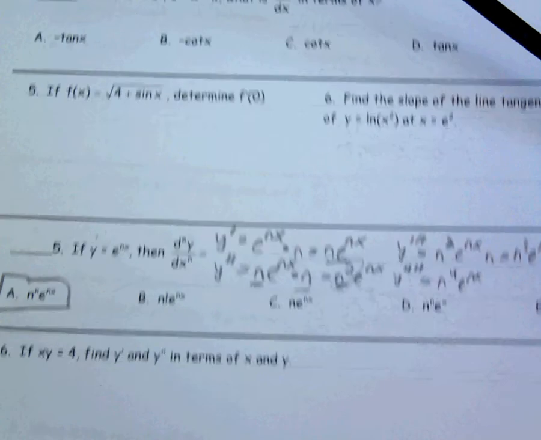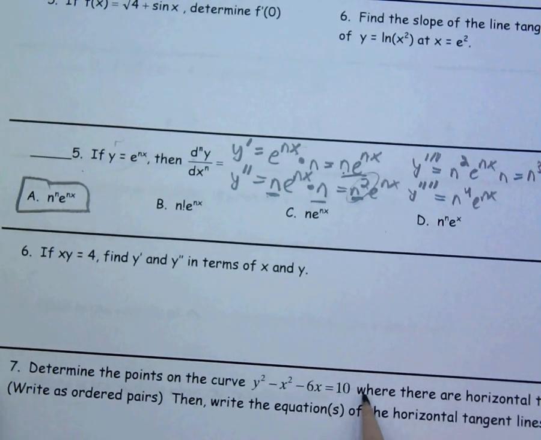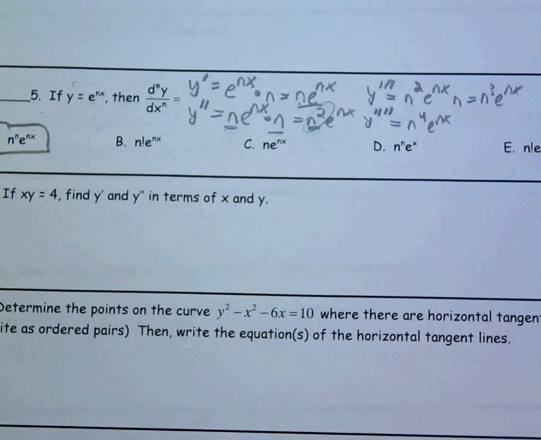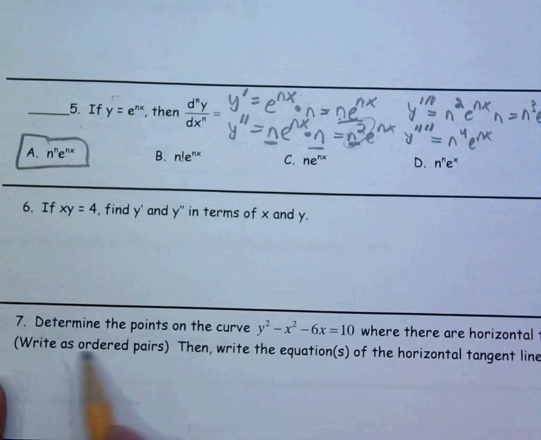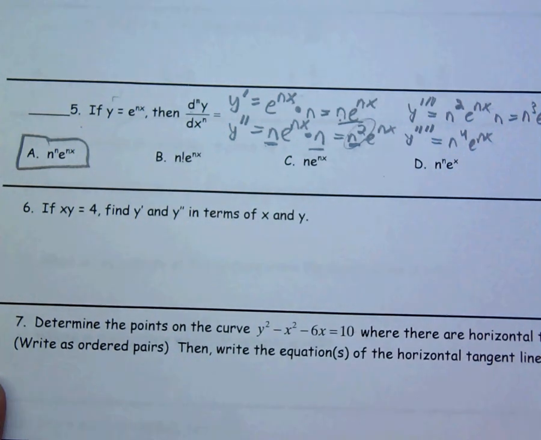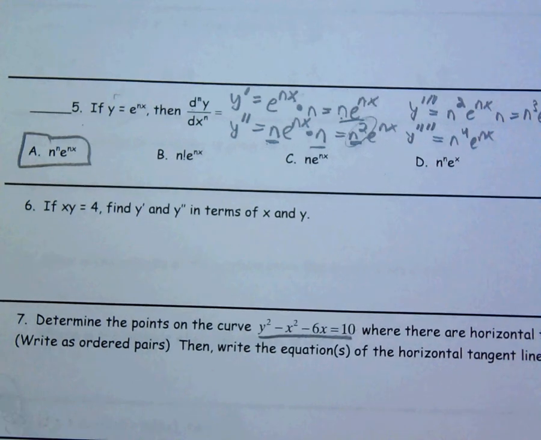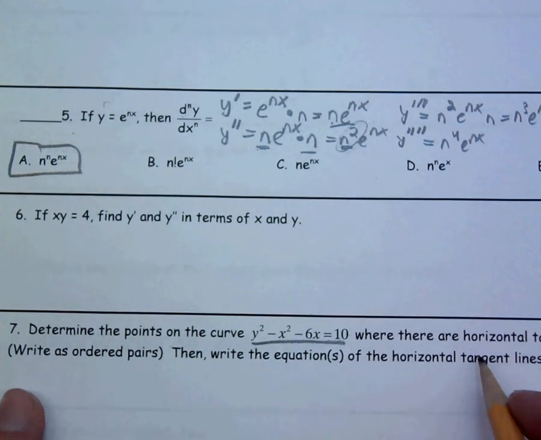All right, number 7. It says, determine the points on the curve where there are horizontal tangent lines. Write them as ordered pairs. Then write the equations of the horizontal tangent lines. Okay, so we have this function. It's an implicitly defined function. This is actually in a circle. And it wants to know where are there horizontal tangent lines.